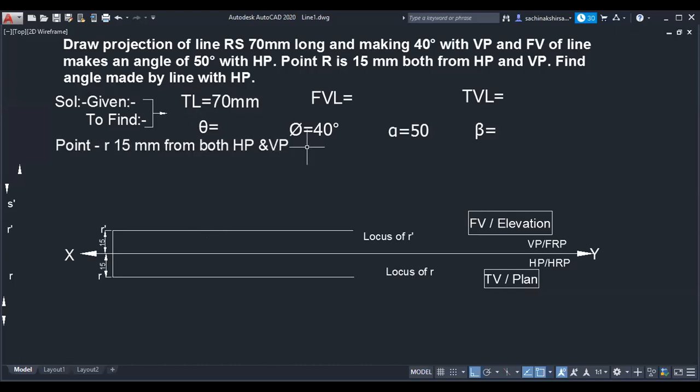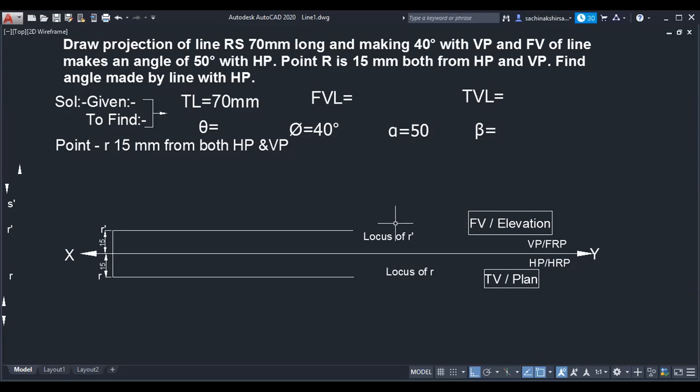So true length is known, angle phi is known, alpha is known. Which angle do we have to take first now? Alpha. Anything we can take. If suppose we want to take alpha as 50 degrees, where do we have to show the alpha angle, above the XY line or below? Above the XY line. That 50 degree angle we have to show above the XY line, but length is not known.